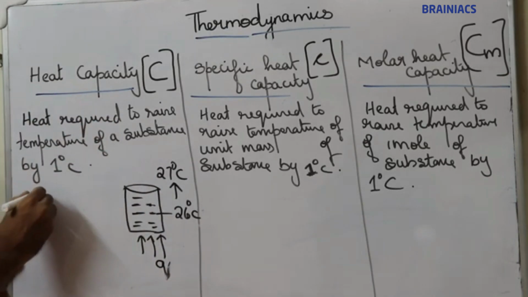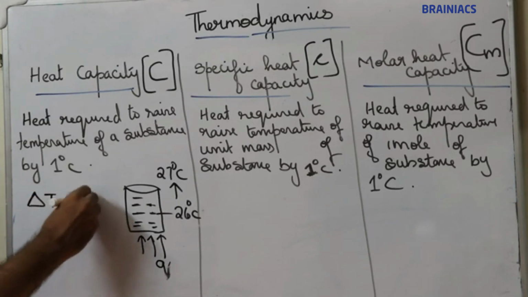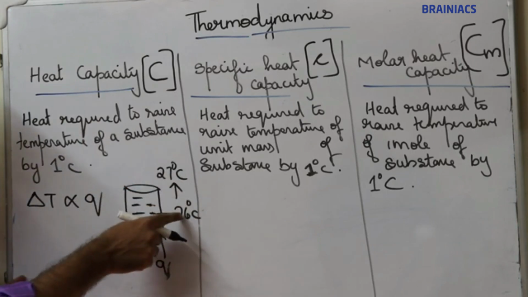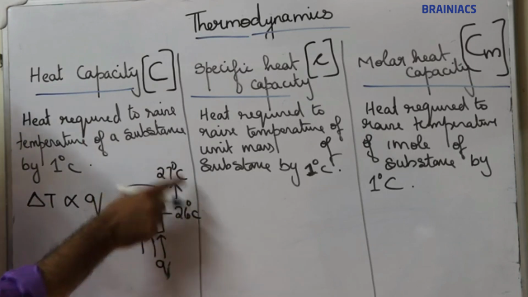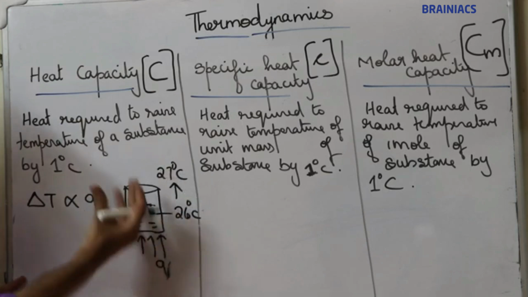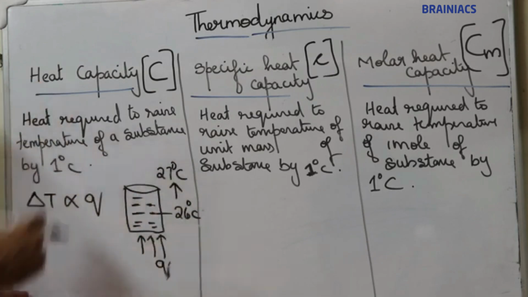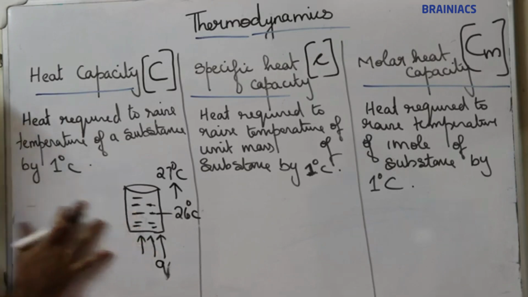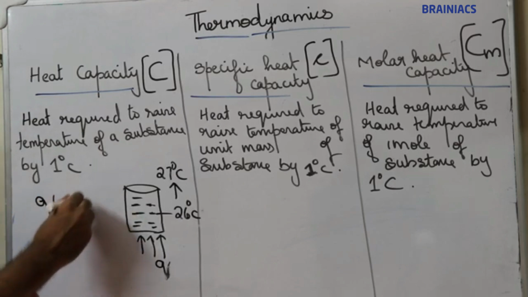Now, change in temperature is directly proportional to heat supplied. There is a change in temperature, 26 degrees changes to 27 degrees Celsius. So change in temperature is directly proportional to heat supplied. I think it's clear. Or you can write it like this: Q is directly proportional to delta T.